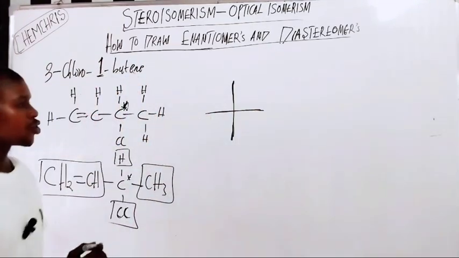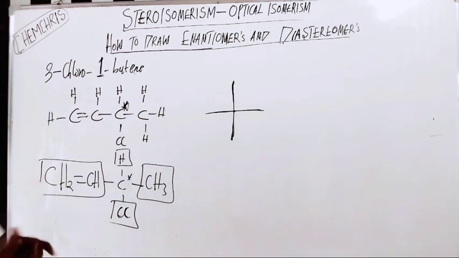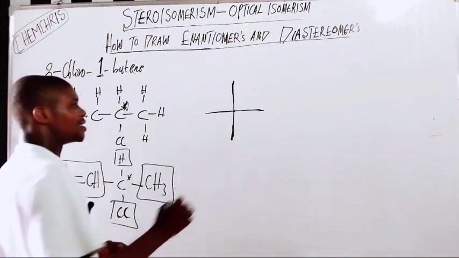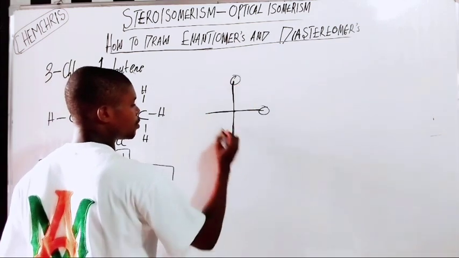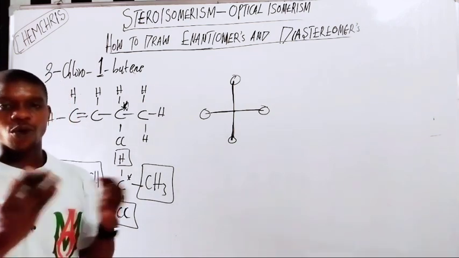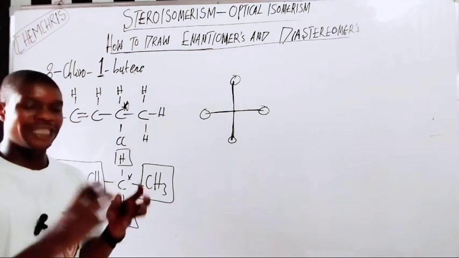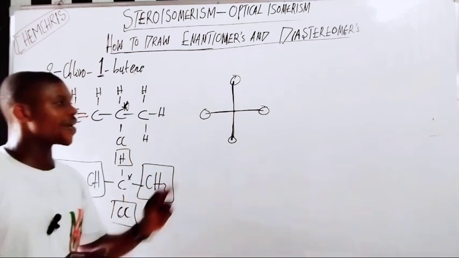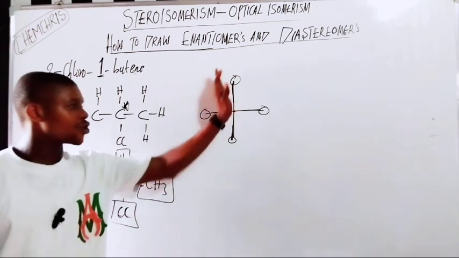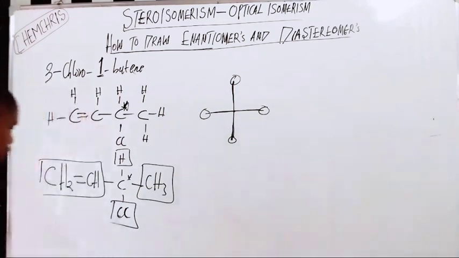So that is it. This point of intersection represents the chiral carbon. These 4 points here represent the 4 different groups. You can place them in any order. You are the one who will decide the order in which you place them. It does not mean that you must place them anywhere; as far as you have identified the chiral center and drawn it like this, you can place the groups in any order.